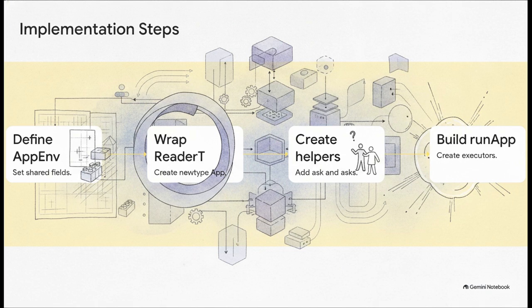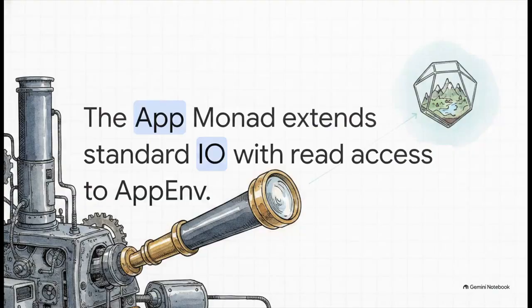And finally, Step 4 is building the run app executors. Let's look a bit closer at how Step 2 actually plays out in the code. So check out our custom monad here, which we're just calling app. As you can see, we're wrapping a ReaderT that takes our AppEnv, the IO monad, and our value A. What does this mean in plain English? Well, it means our new app monad is essentially just the standard IO monad, but we've supercharged it with read-only access to our AppEnv. It's a really elegant setup.